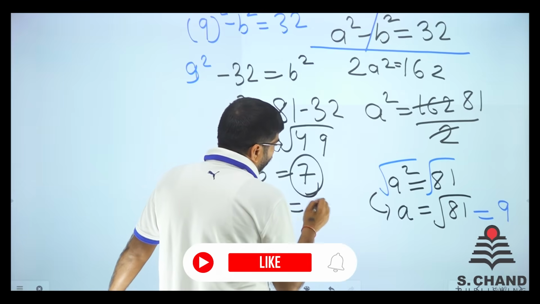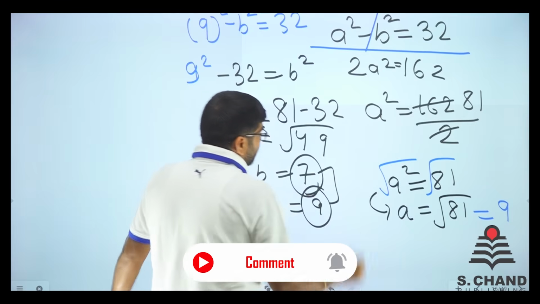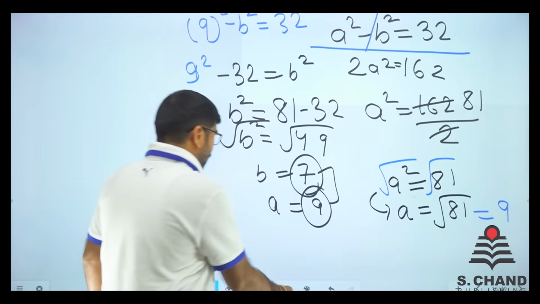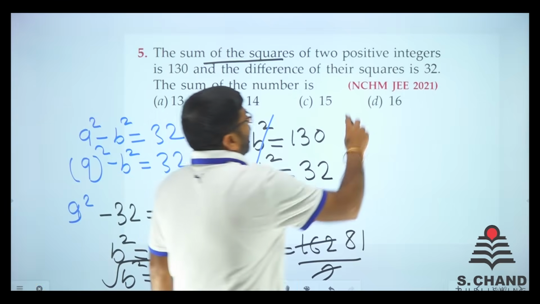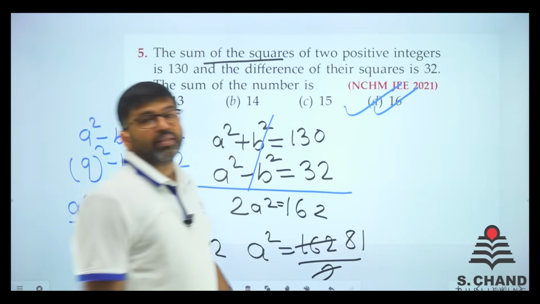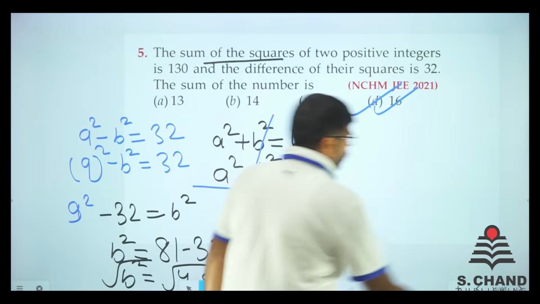We have a equal to 9. Just add these two, 7 and 9. The answer is 16. Now see if there is any option like 16 in the question. Yes, it is. We have question number 5. The answer is D for Delhi. So let's move on to the next question.